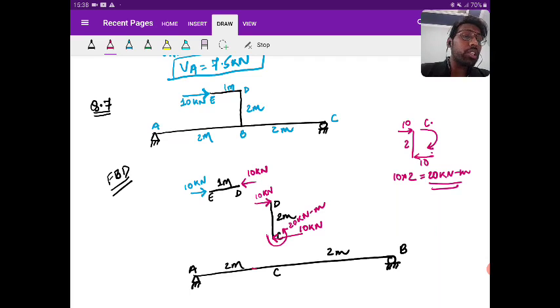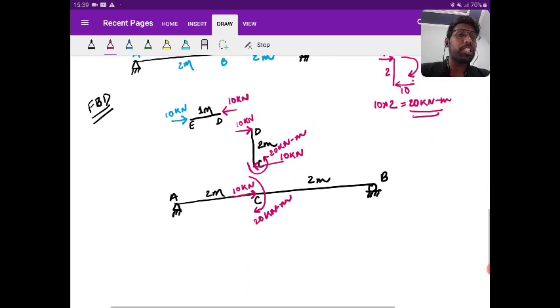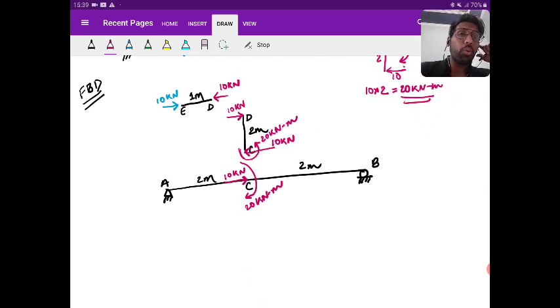So whatever force is acting in the left will be balanced by the opposite force at C for the member AB, right? Similarly, 20 kilonewton meter is acting anti-clockwise, so it will be balanced by the 20 kilonewton meter clockwise. Yes or no? Is this point clear? What I am saying, I am repeating once more. To balance the member ED, I am applying the opposite horizontal force of 10 kilonewton at D, which is completely balancing the member ED.